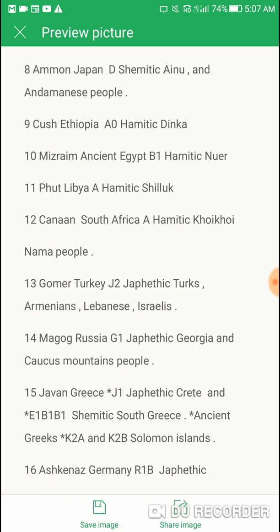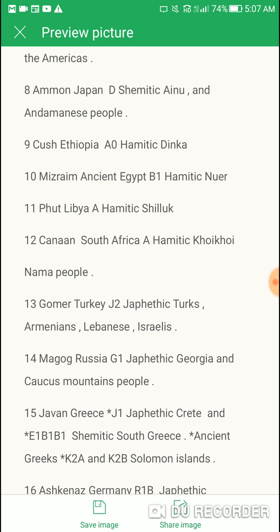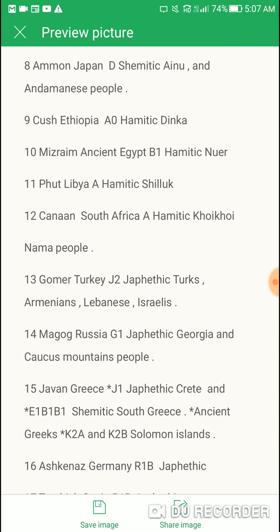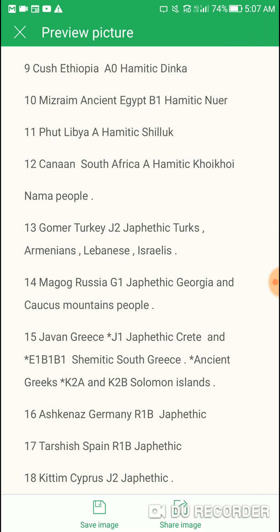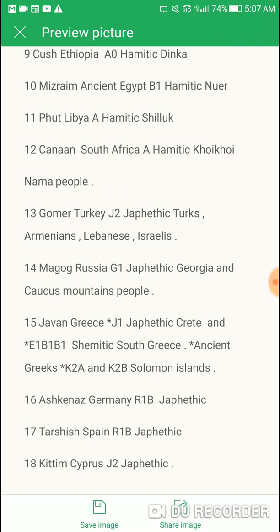So those people in that region of India on those islands would probably be Ammon. Let's see. And then the Hamitic group.